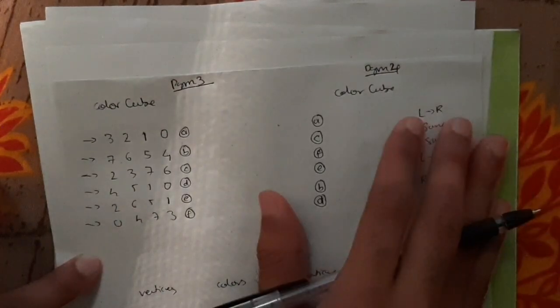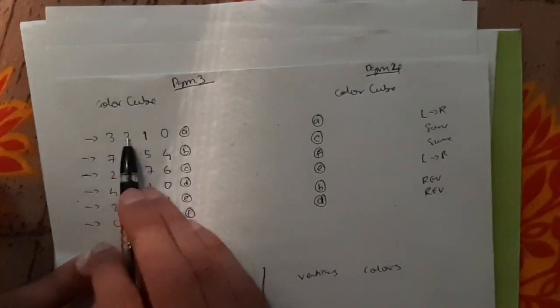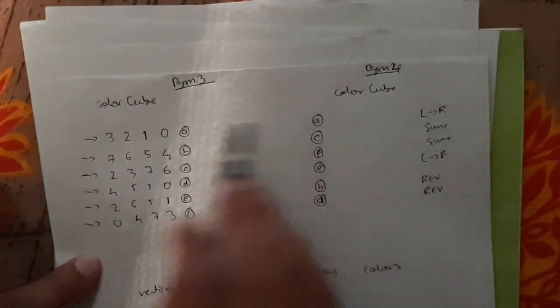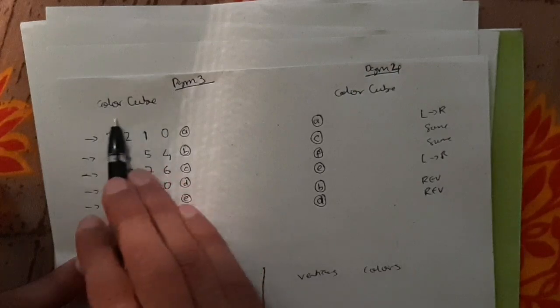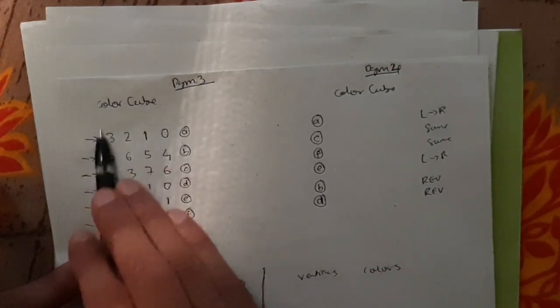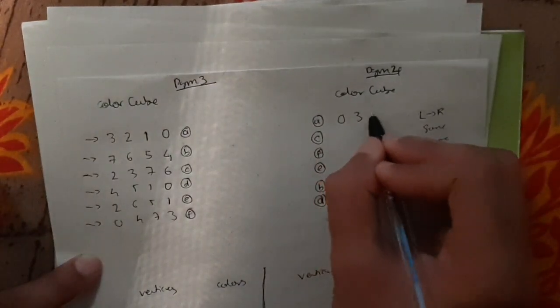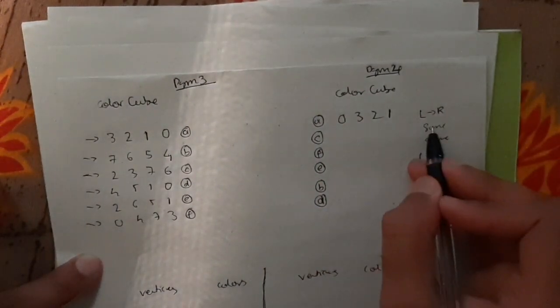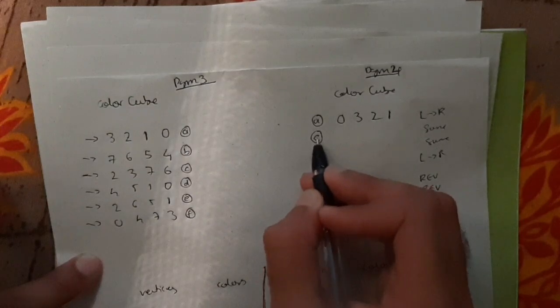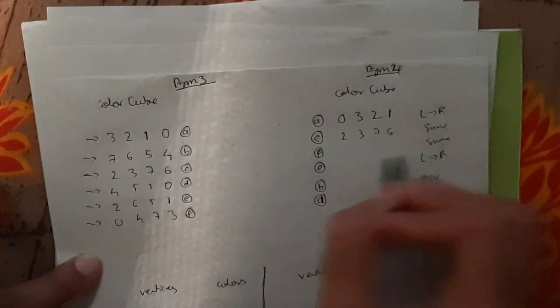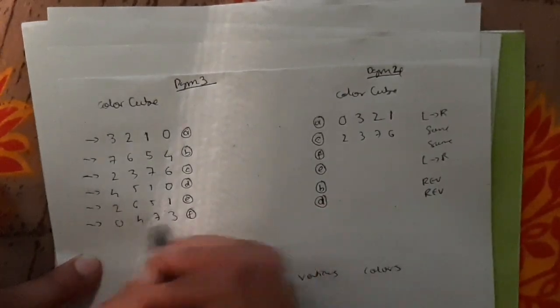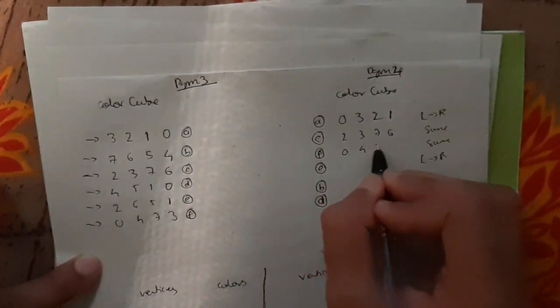Okay, now this is the filling part. Start from the first: 3 2 1 0, right? L to R means what? The leftmost bit you have to transfer to the rightmost bit. So it will become 0 3 2 1, right here 0 3 2 1. After that, same means just write same. What do you write same? C. C denotes 2 3 7 6, write 2 3 7 6. After that also it's same, which is F. F is this one, 0 4 7 3, right here 0 4 7 3.